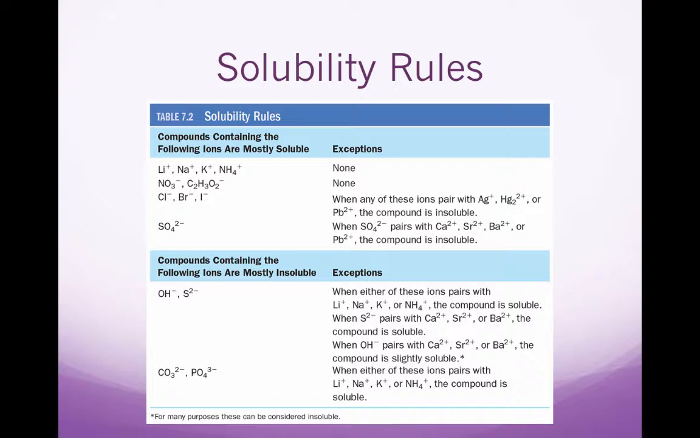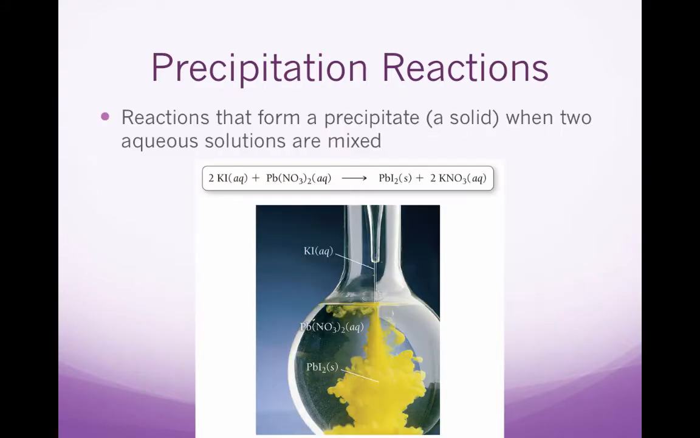And then compounds containing carbonate ions and phosphate ions are generally insoluble. The exceptions are when they pair with lithium, sodium, potassium, and ammonium. They are soluble. So you don't need to memorize this. You'll be given this chart for quizzes and tests, but you do need to know how to read this. So I suggest you practice reading this and understanding what this chart is saying.